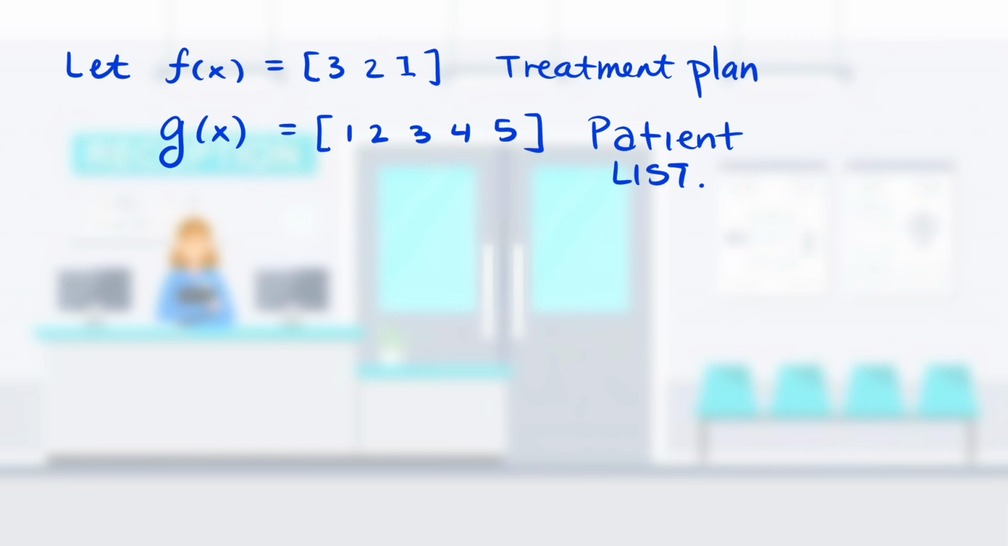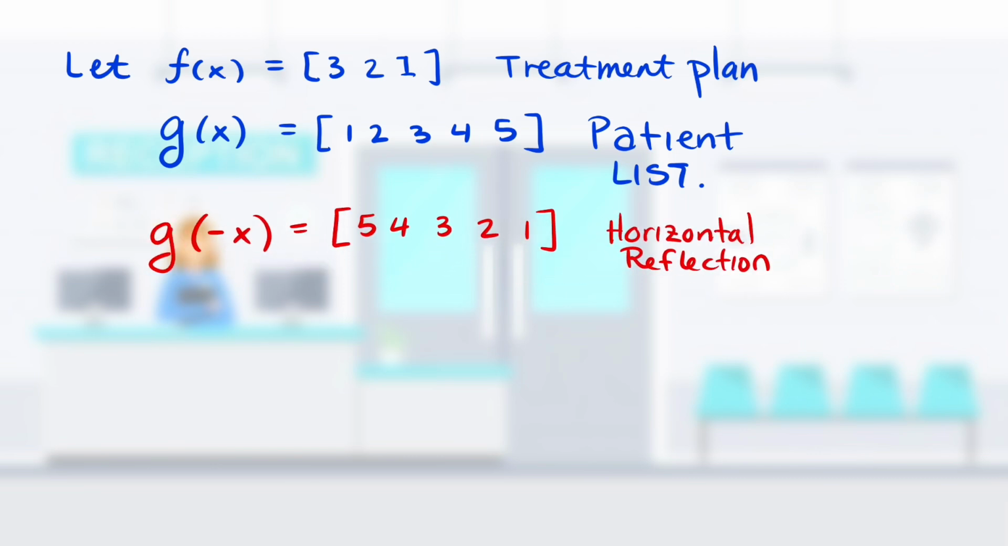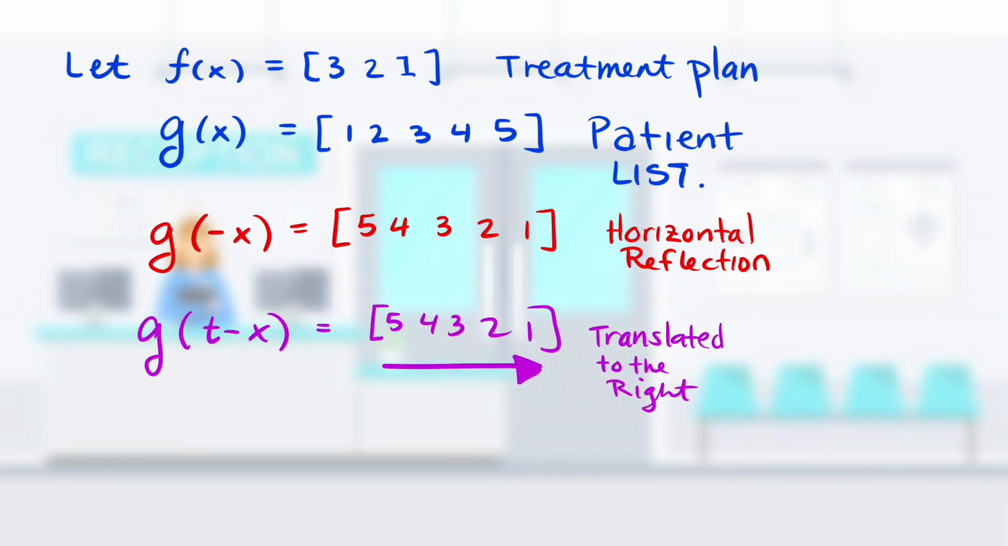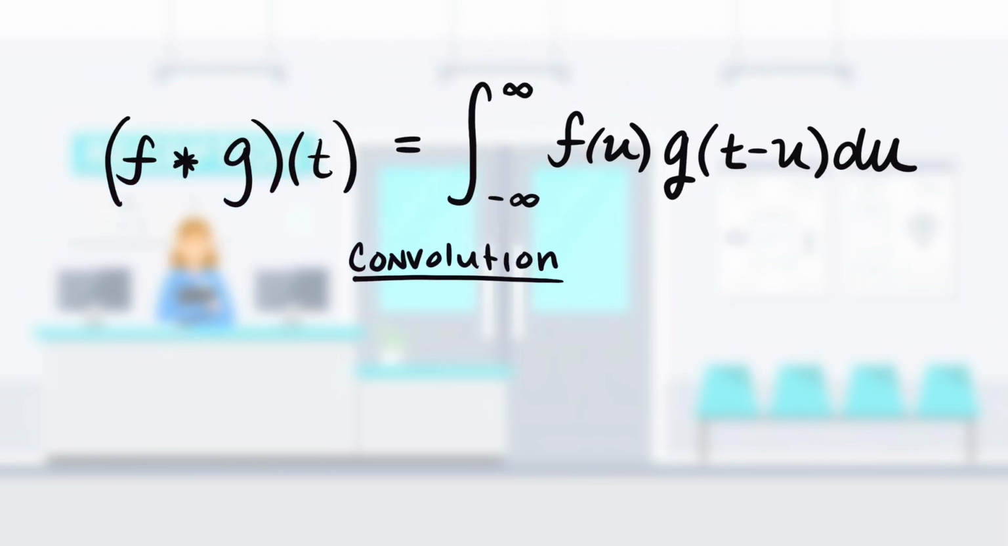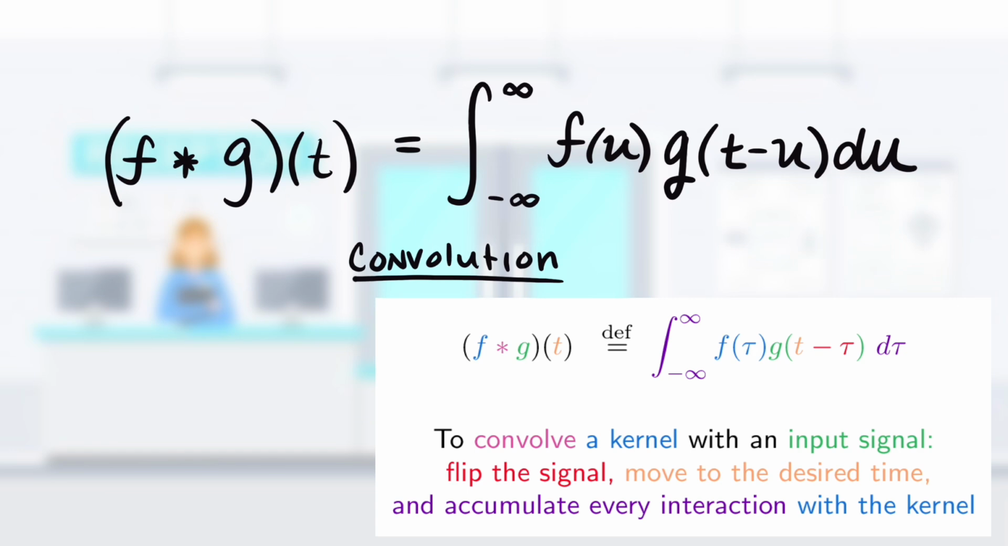Now, if we were talking about general functions like f of x and g of x representing the treatment plan and the patient list, then a horizontal reflection would be g of negative x, and then a translation to the right might be g of t minus x. And we're going to see that this notation is going to play a role in the definition of a convolution integral. The integral from negative infinity to positive infinity, where we take the function f and use a new variable here, u, and then g of t minus u integrated with respect to u.